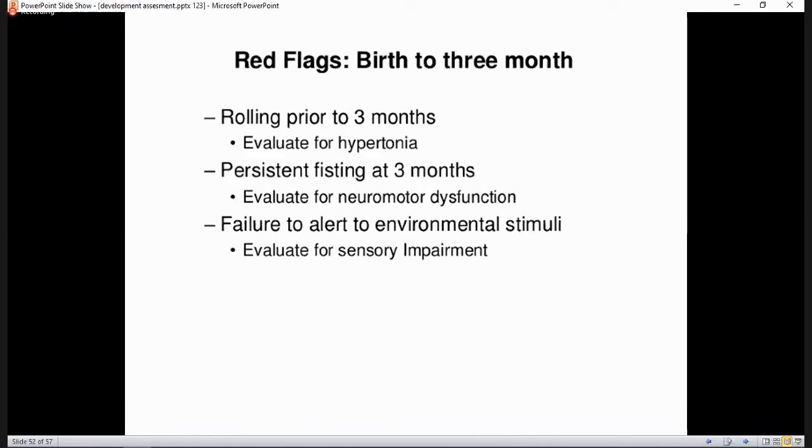And if the patient is not alert to the environment or any stimuli, any face, any sound, then you have to evaluate for sensory impairment. This is for the first 3 months.